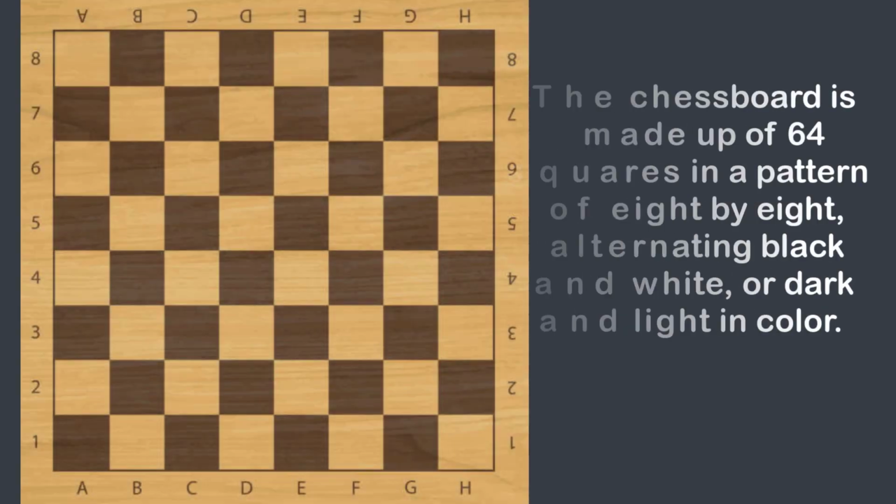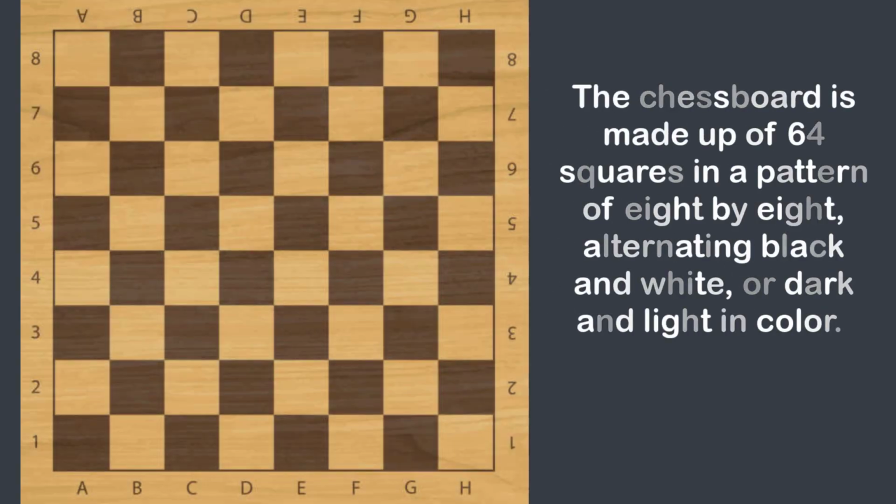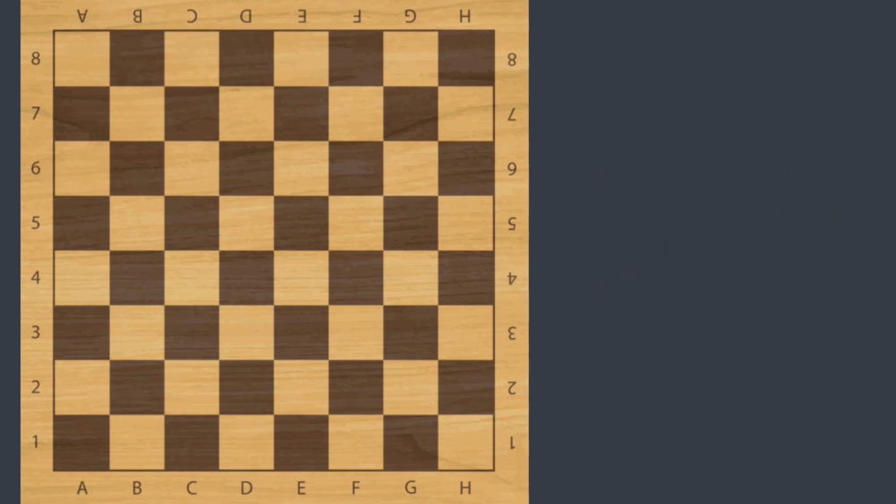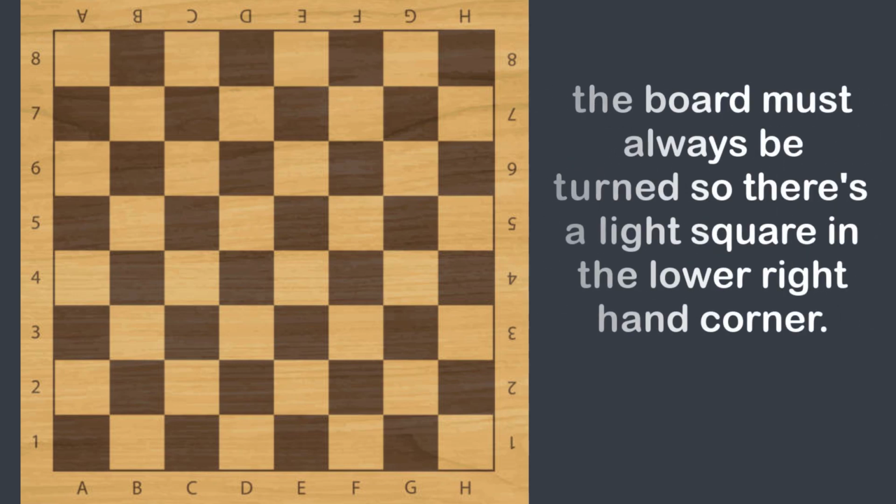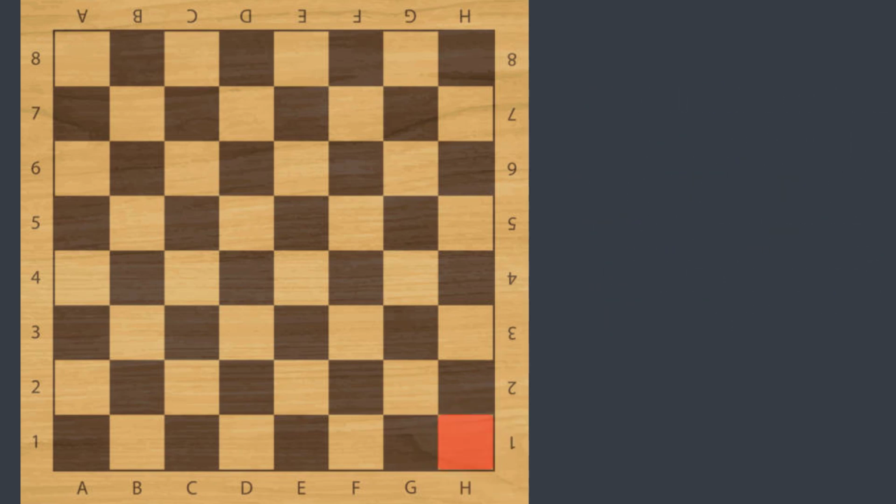The chessboard is made up of 64 squares in a pattern of 8 by 8, alternating black and white, or dark and light in color. When playing a game, the board must always be turned so there's a light square in the lower right-hand corner.